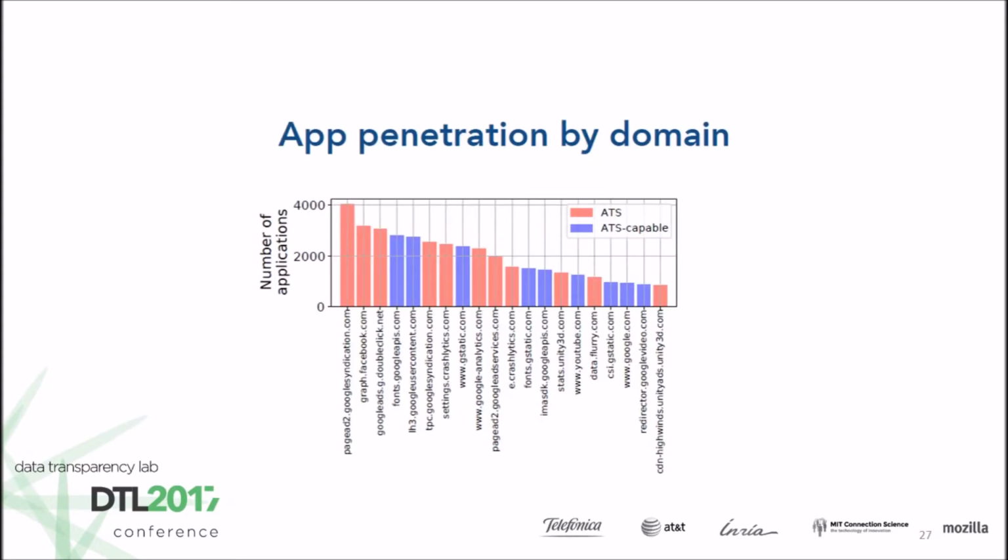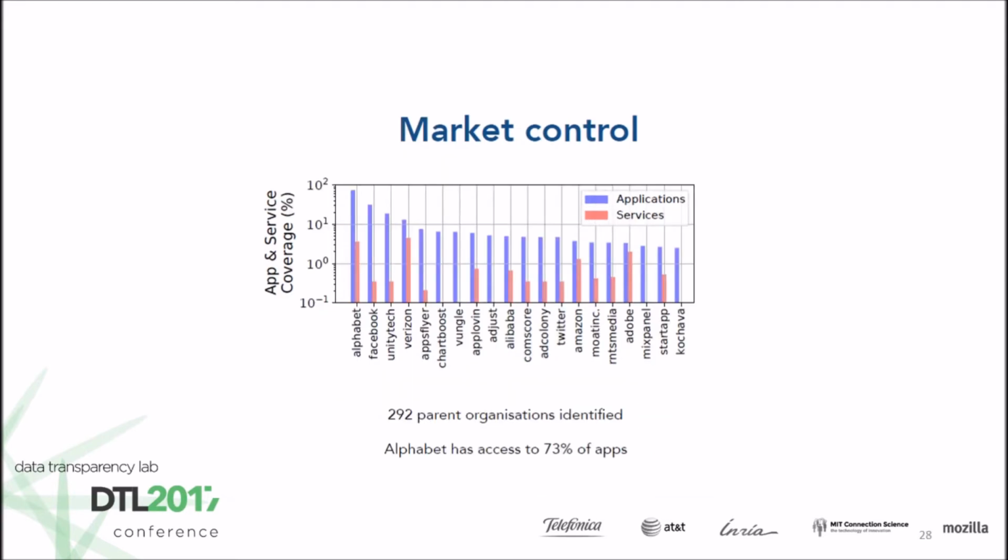Then we wanted to analyze the penetration of those domains by the number of applications that they have access to. Here you can see in red the ATS domains. The first one is Google's, and the second one is the Facebook Graph API, which is an analytics and advertising service that Facebook now provides to enable social network integration as well. But this is the second most popular tracker. Then we also wanted to analyze the market breakdown. Using the Crunchbase information, you can see that we found 292 parent organizations, and Alphabet, which is Google's parent, is the most dominant one. It's present in 73% of all the applications.